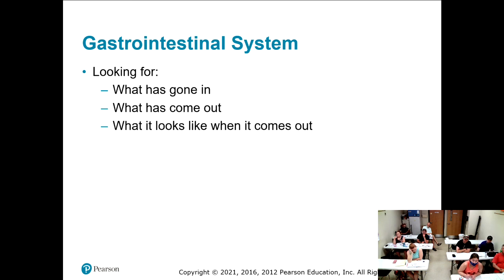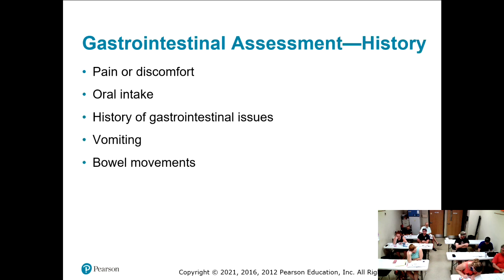GI system. What are we looking for? What's gone in? What's come out? And what does it look like when it comes out? What we're talking about is whether there is any pain or discomfort when they have a bowel movement or vomit. What kind of oral intake have they had? Has it been just water? Have they been sick recently? Do they have any known GI issues like cholecystitis or ulcers? So we want to know what kind of history they have. Have they been vomiting along with the nausea? And how have their bowel movements been?